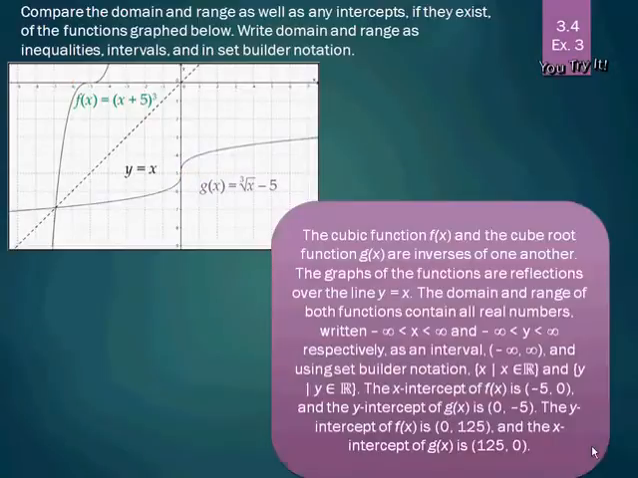The answer is: the cubic function f of x and the cube root function g of x are inverses of one another. The graphs of the functions are reflections over the line y equals x. The domain and range of both functions contain all real numbers, written negative infinity is less than x is less than infinity, and negative infinity is less than y is less than infinity, respectively. As an interval, negative infinity to infinity, and using set builder notation, the set of x's such that x is a member of the real numbers, and the set of y's such that y is a member of the real numbers. The x-intercept of f of x is negative 5, 0, and the y-intercept of g of x is 0, negative 5. The y-intercept of f of x is 0, 125, and the x-intercept of g of x is 125, 0.